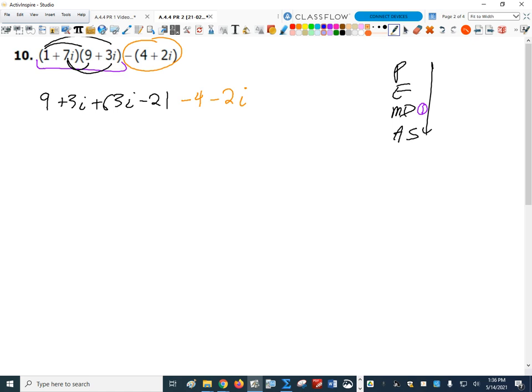So let's see, we've got the constants, the real numbers. I've got 9, negative 21, and negative 4. We're going to add all those up. So that gives me negative 25 plus 9, negative 16. Good, okay. Let's see, how about all of the imaginary terms? So 3i plus 63i is 66i minus 2i, 64i. Done. Piece of cake. Okay. All right.